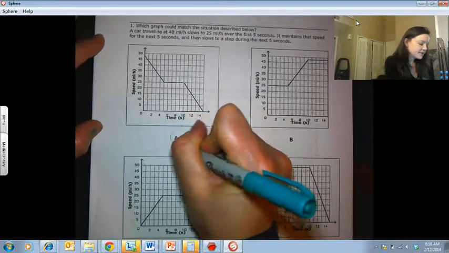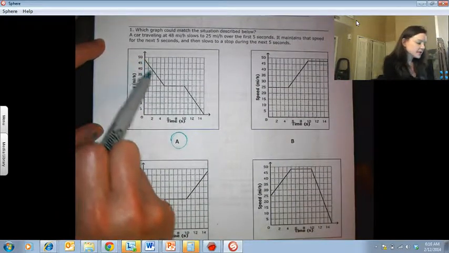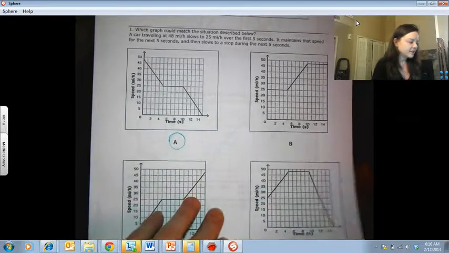Obviously this is A. Let's make sure that the rest of it works. So we start up here, and that's going to be approximately 48. We're slowing down here to 25. It stays steady and then slows down again to a stop for the last 5 seconds. So let me know if you have any questions about that one.